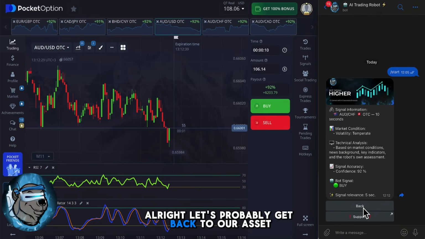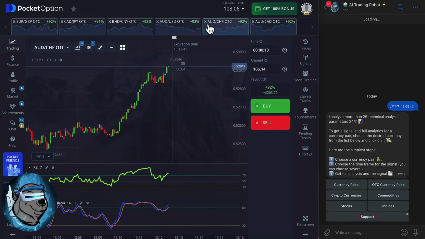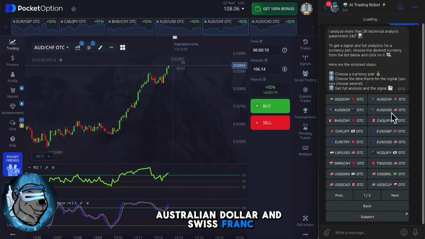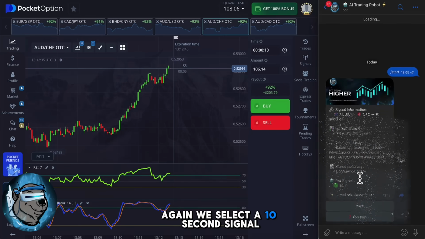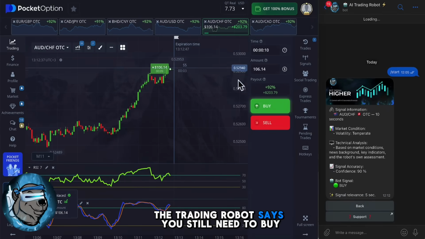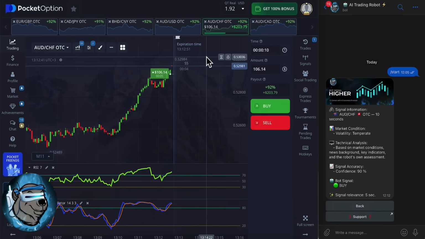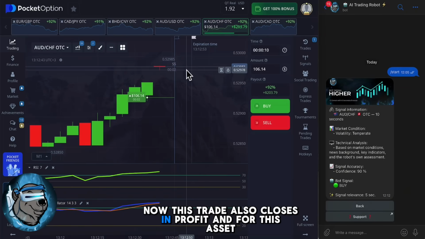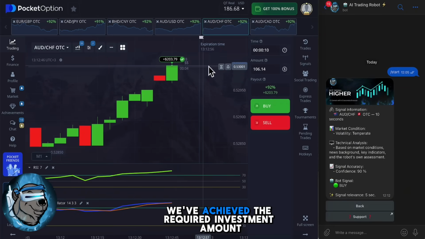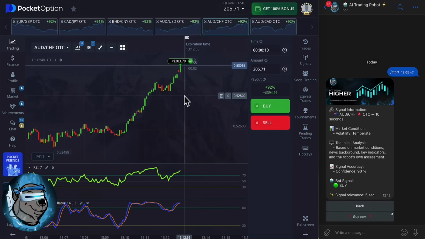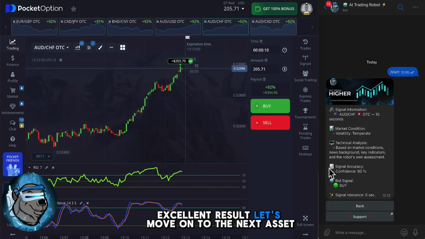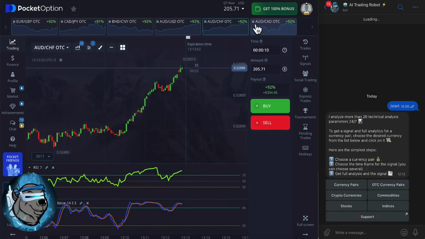Alright, let's probably get back to our asset. Australian dollar and Swiss franc. Again, we select a 10-second signal. The trading robot says, you still need to buy. I opened a buy trade after the signal. Now this trade also closes in profit, and for this asset, we've achieved the required investment amount. Excellent result. Let's move on to the next asset.